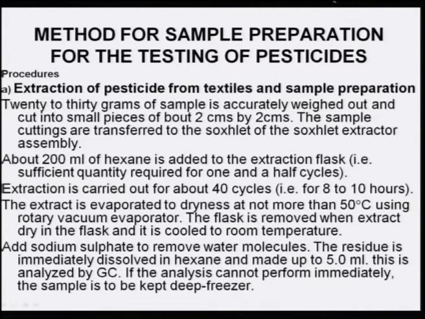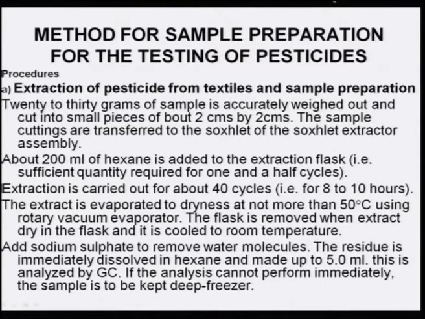20 to 30 grams of the sample is accurately weighed out and cut into small pieces of about 2 centimeters by 2 centimeters. The sample cuttings are transferred to the Soxhlet extractor assembly. About 200 ml of hexane is added to the extraction flask, sufficient quantity required for 1.5 cycles to run. Extraction is carried out for about 40 cycles, which takes about 8 to 10 hours. The extract is evaporated to dryness at not more than 50 degrees centigrade using a rotary vacuum evaporator.